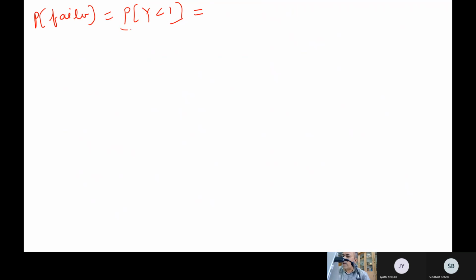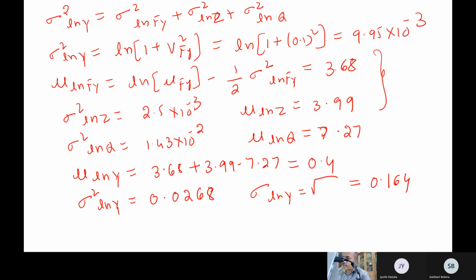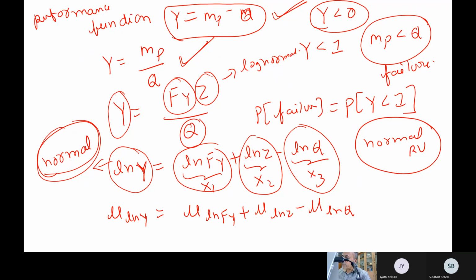The probability of Y less than 1 I can write in terms of log Y. What is that equivalent to? Y less than 1 is equal to log Y less than 0. What do you mean by failure when you write in terms of log of Y? Y less than 1 is with respect to this one, that is meant by failure.